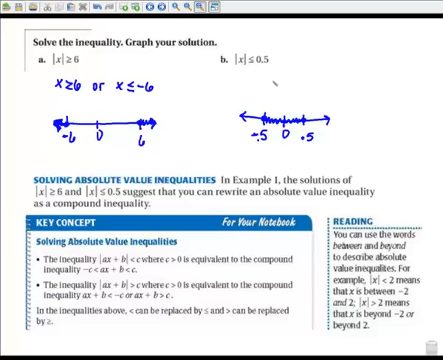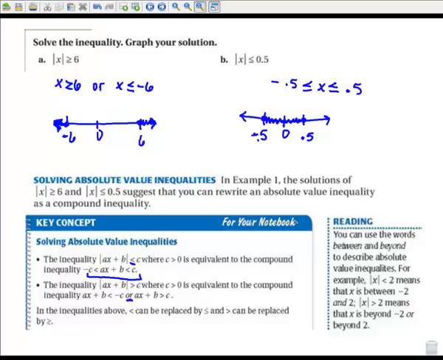So we would write this as negative half is less than or equal to x is less than or equal to positive half. And again, going back to what I had on the first slide, greater than or equal to is going to be an or, less than or equal to is going to be an and. That is basically what this is saying right down here. See right here, it's showing you greater than is an or, and less than, they're not using the word and, but they're writing it as that compound inequality.